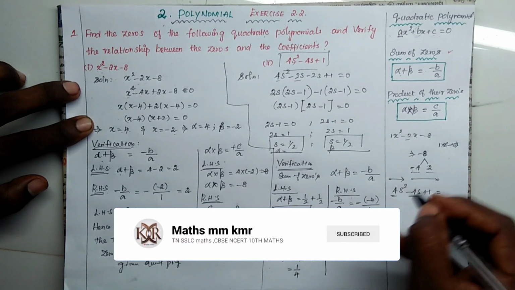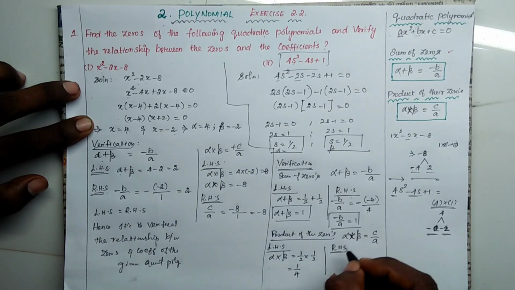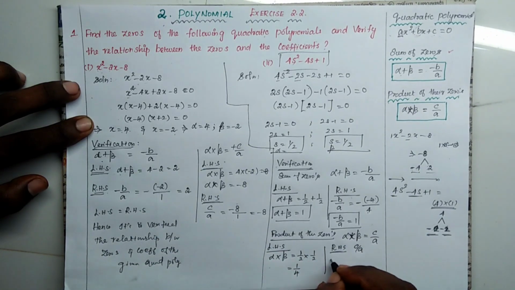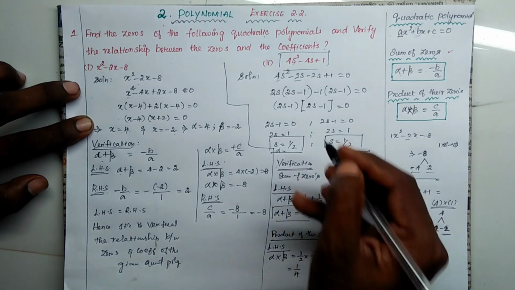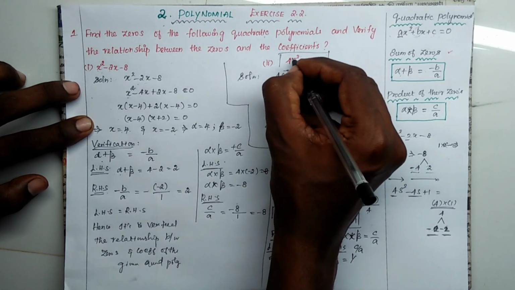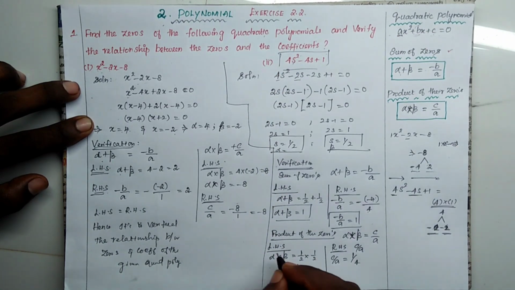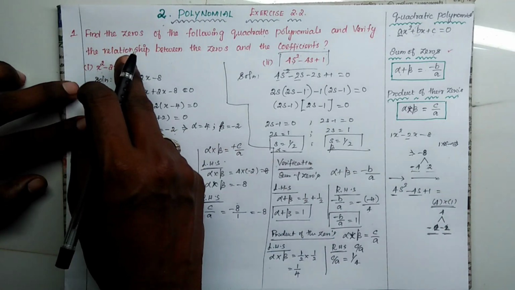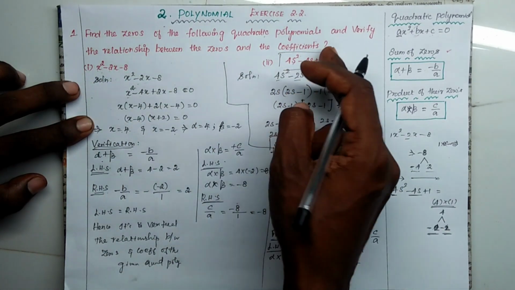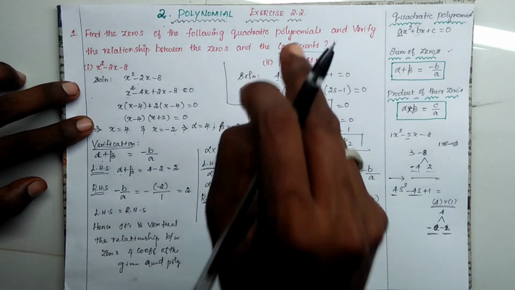Now we have to find the RHS. RHS is c divided by a. c is the constant, that is 1, and a is the coefficient of x square, that is 4. So from this, LHS is equal to RHS. Hence we have verified the relationship between the zeros and coefficients of the given quadratic polynomial.